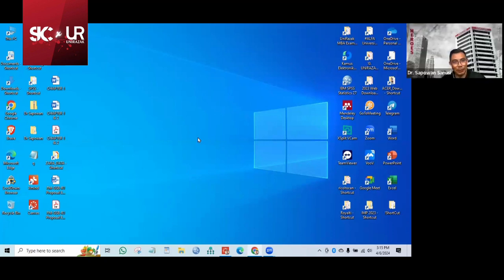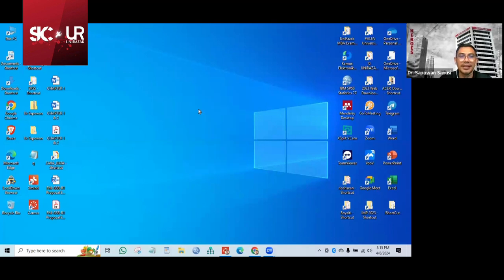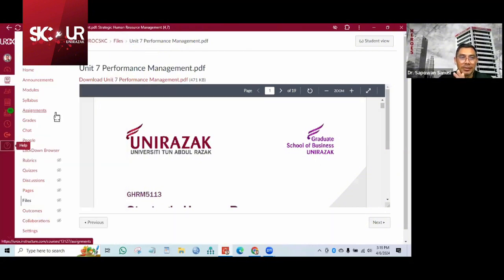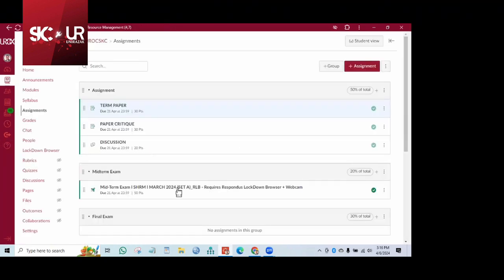After you update your Lockdown Browser, just close everything. Close everything first, and then you refresh like this. Refresh, and then refresh, and then refresh. Okay. After that, you just open your UROX. Don't open the Responders. Just leave it like that. Go to the assignment and start answering by clicking this.